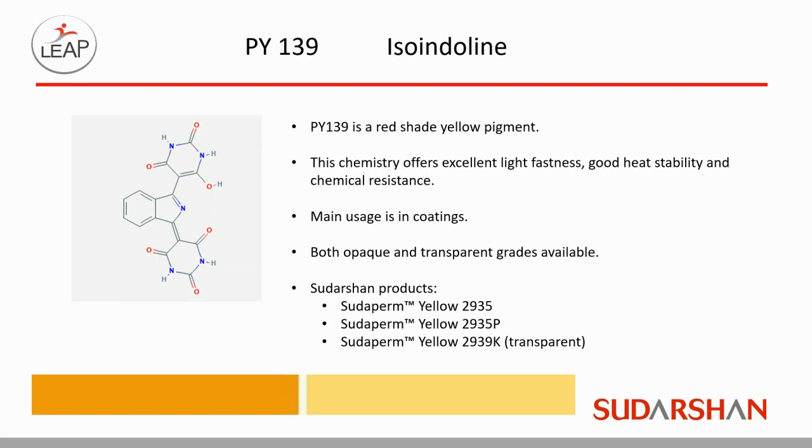Pigment yellow 139 is to the red side. This is a good chemistry for light fastness and heat stability, primarily used in coatings, although we do see it in plastics as well. Again, particle size dependent on opacity. We offer two opaque grades, 2935 and 2935P, and one transparent grade, the 2939K.